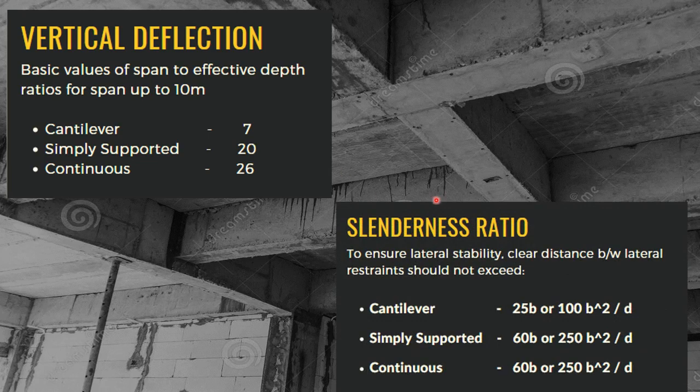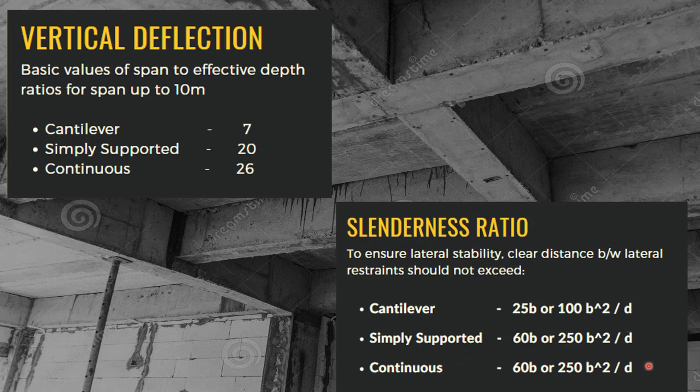For slenderness ratio, to ensure lateral stability, the clear distance between lateral restraints should not exceed the following. In case of a cantilever, it is 25 times the width or 100 b square divided by effective depth. In case of simply supported, it is 60 b or 250 b square by d. In case of continuous, it is the same as that of simply supported.